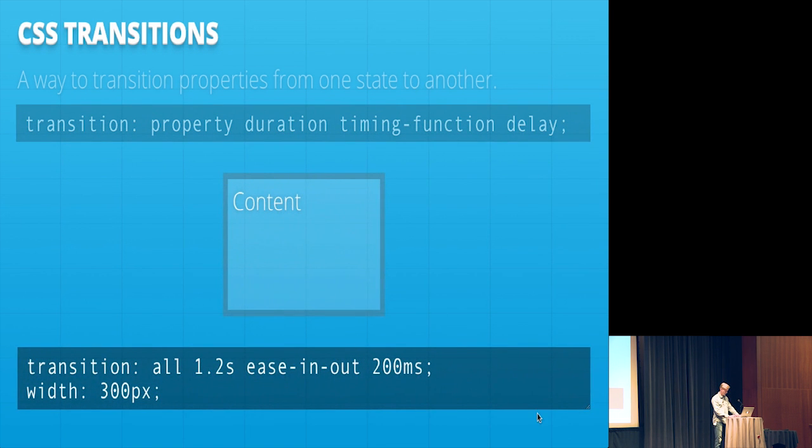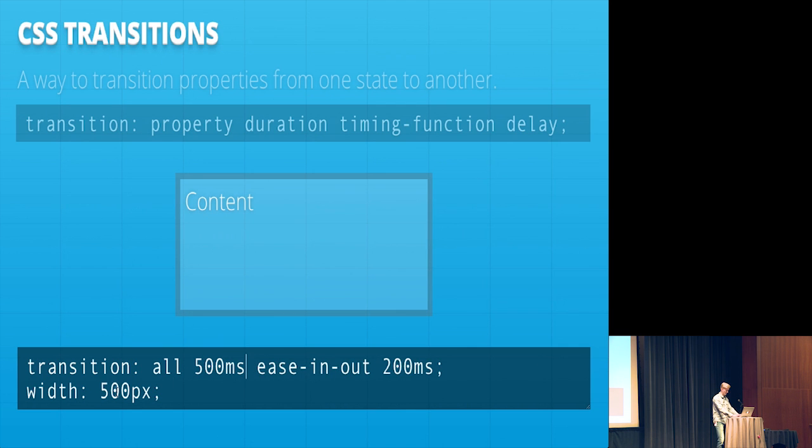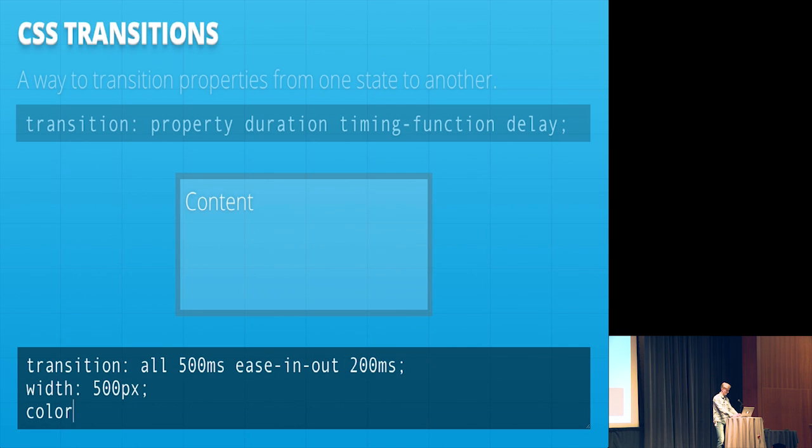But here's an example. We've specified the all property here. So we're transitioning all properties that the browser can and wants to transition. And if we change the width, you can see that it nicely animates that across 1.2 seconds, but we can make it faster. Maybe change the color too. You can transition pretty much all the properties that involve numbers in some way.